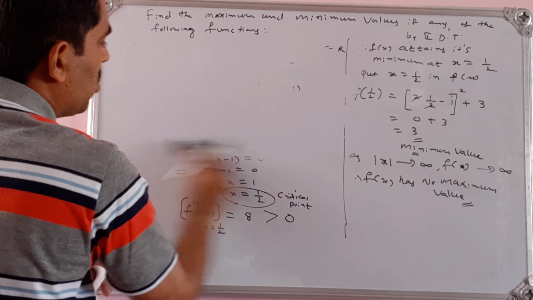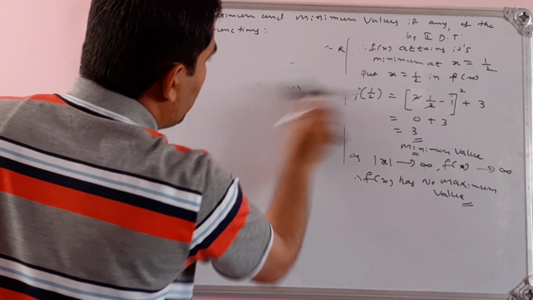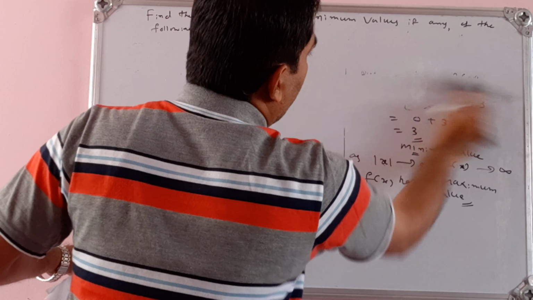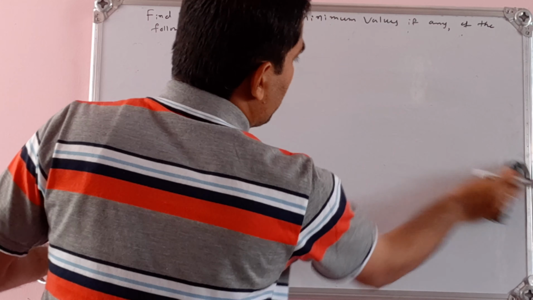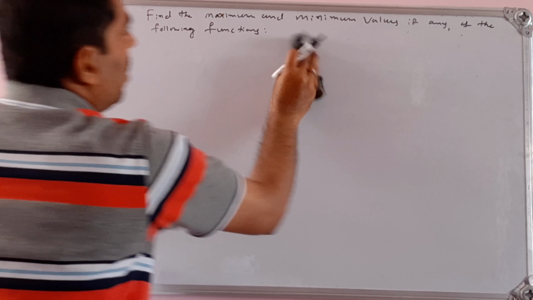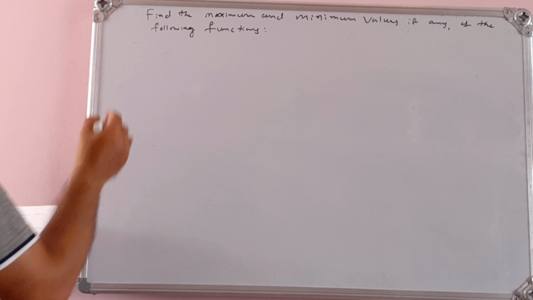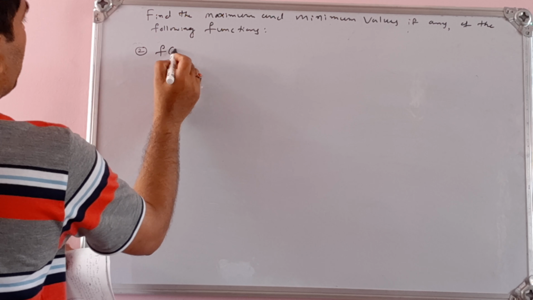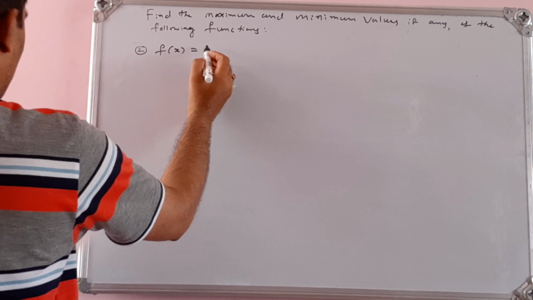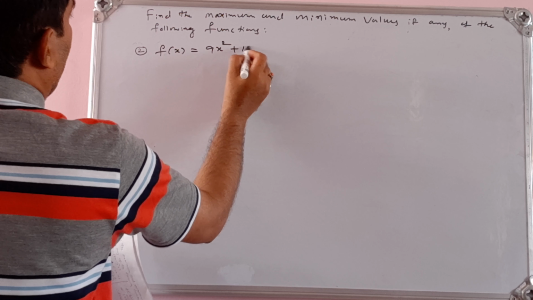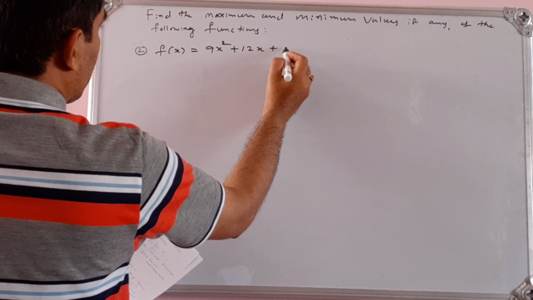Here I have used the second derivative test. Once again we are making use of the second derivative test which we discussed in our previous class. So we have to remember the statement of the second derivative test perfectly. Then the second function is, let me write it. f of x is equal to 9x square plus 12x plus 2.